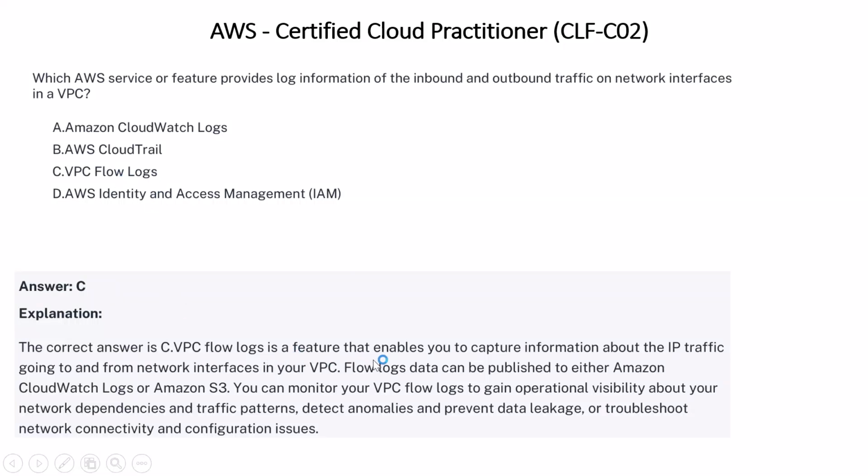VPC flow logs is a feature that enables you to capture information about the IP traffic going to and from network interfaces in your VPC. Flow logs data can be published to either Amazon CloudWatch logs or Amazon S3. You can monitor your VPC flow logs to gain operational visibility about your network dependencies and traffic patterns, detect anomalies and prevent data leakage or troubleshoot network connectivity and configuration issues.